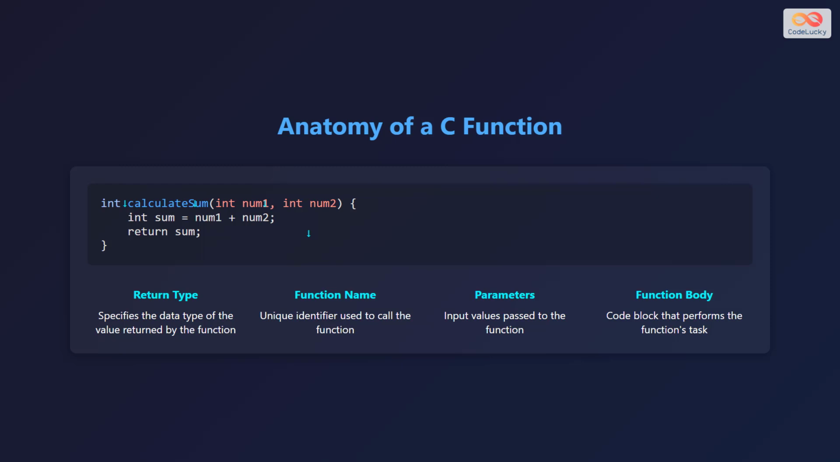Parameters are input values that are passed to the function. These values are used by the function to perform its task. The function body is the code block that contains the actual instructions that the function executes.